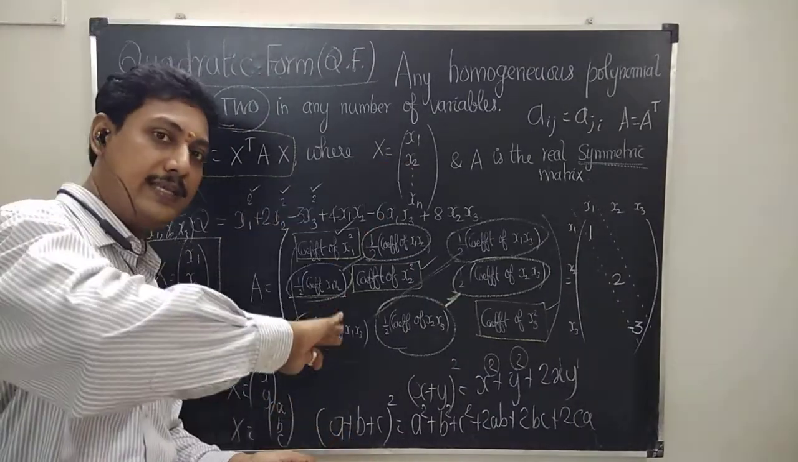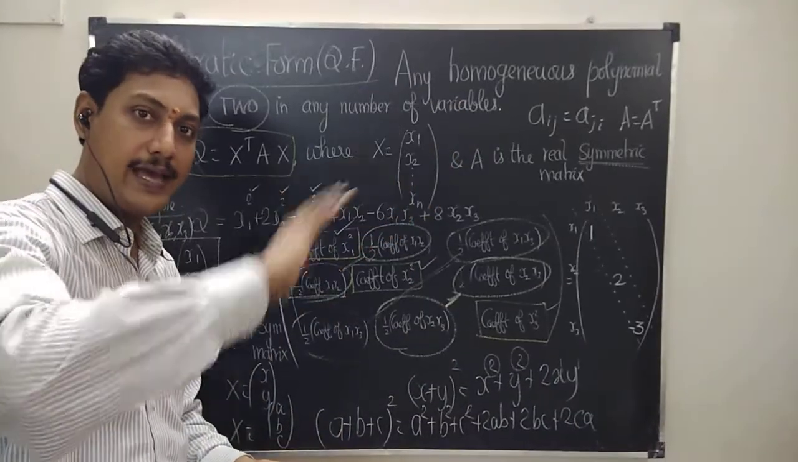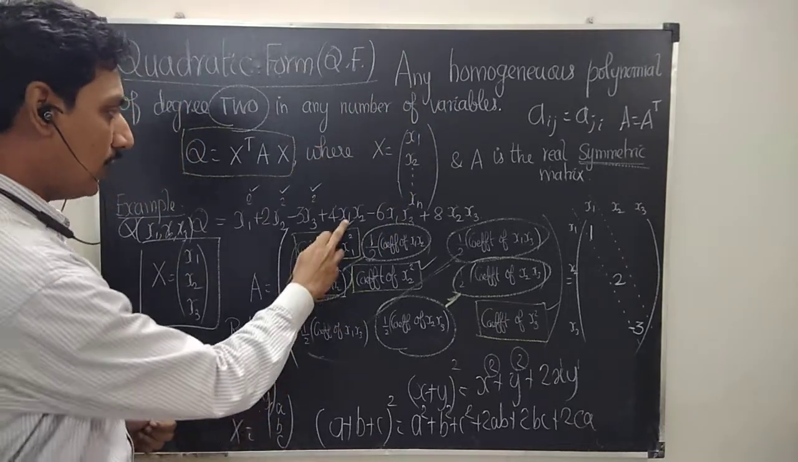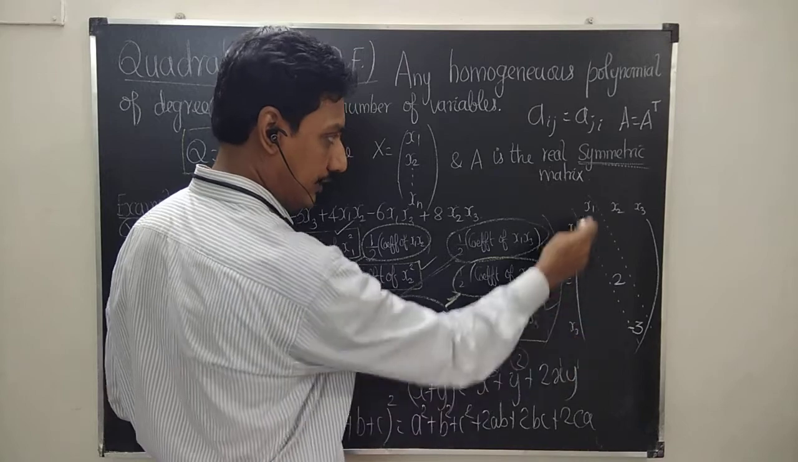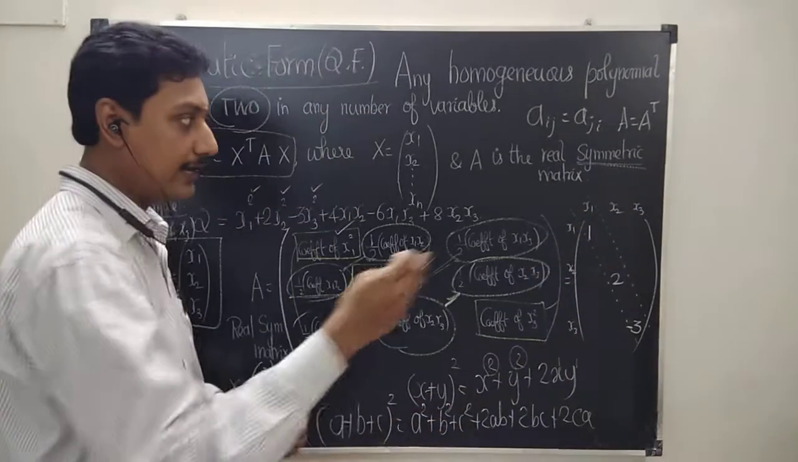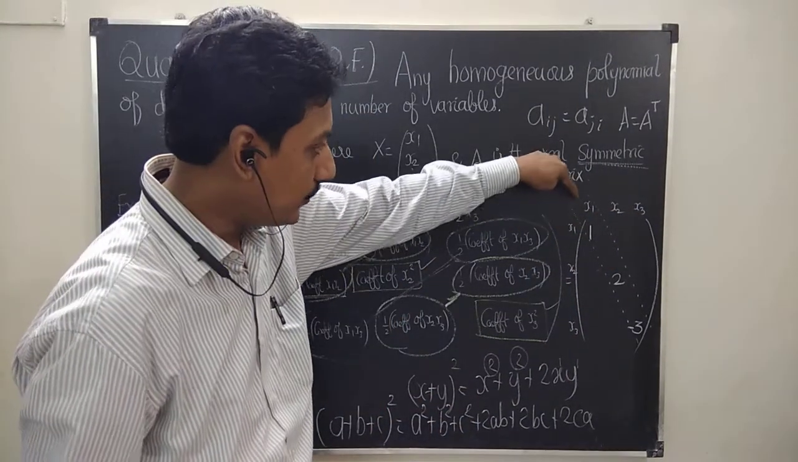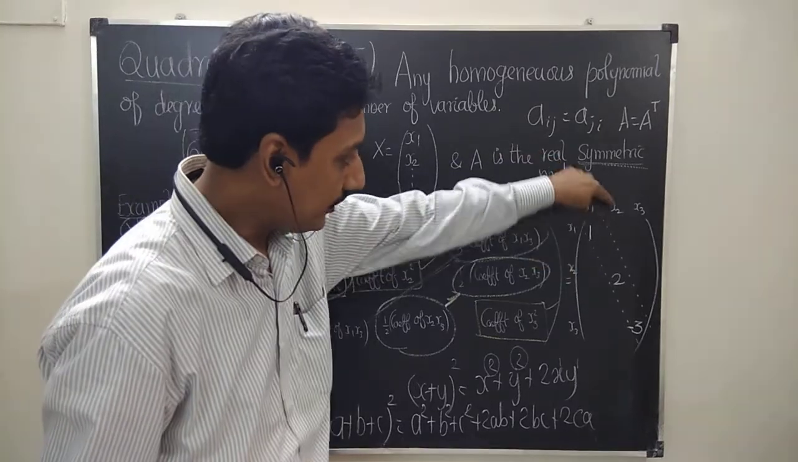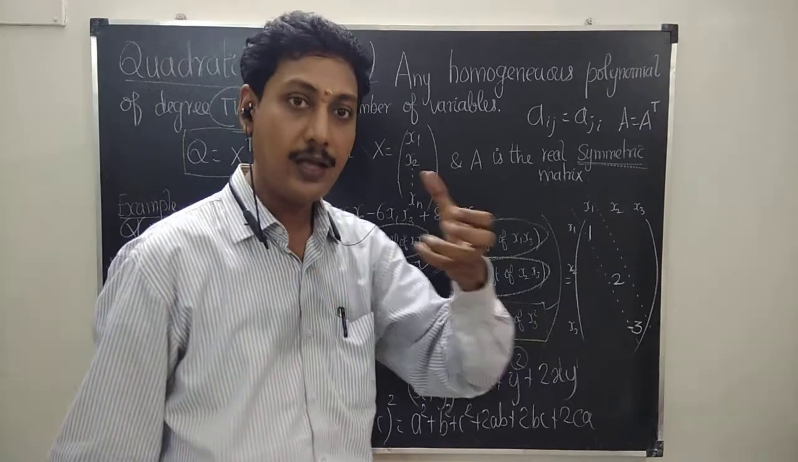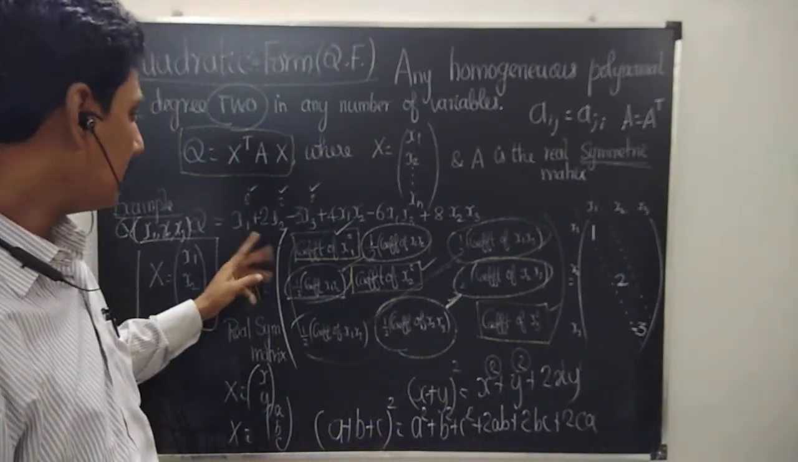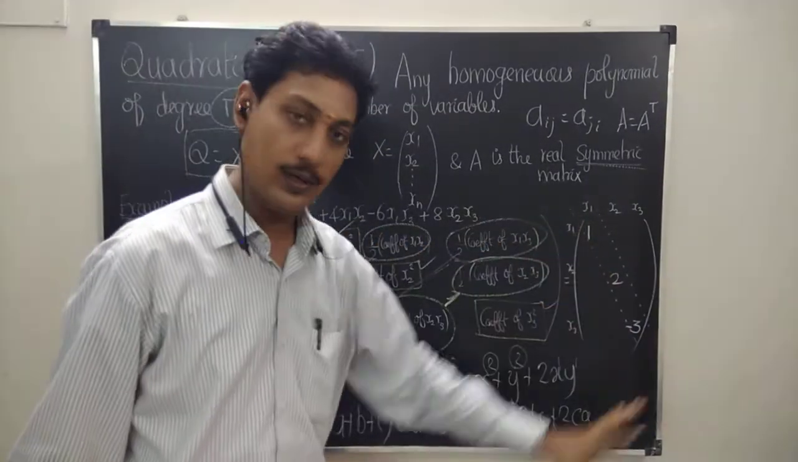It's symmetric. Symmetric means Aij equal to Aji. So what about 1, 2? So 1, 2 comes here. You see that? x1, x2, x3 along the rows and x1, x2, x3 along the columns. So where do we get x1 squared? In the diagonal only: x1 into x1 is x1 square, x2 into x2 is x2 square, x3 into x3 is x3 square. That's why we pick up the coefficients of x1 square, x2 square, x3 square in the diagonal only.